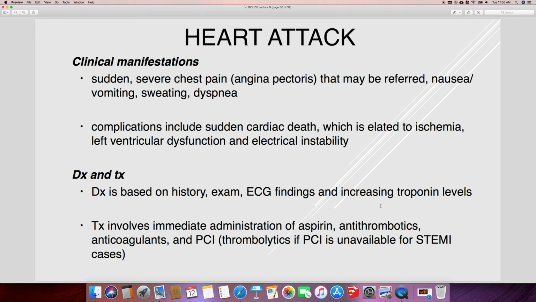So treatment: immediate administration of aspirin if it's available, antithrombotics, anticoagulants, PCI, which is percutaneous coronary intervention, which is basically the heart catheter. If that's unavailable, thrombolytics for STEMI cases. We didn't talk about the difference between STEMI and non-STEMI heart attacks, so don't worry too much about that for this exam.